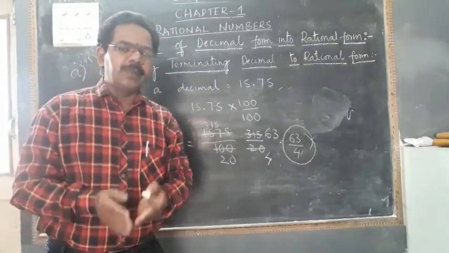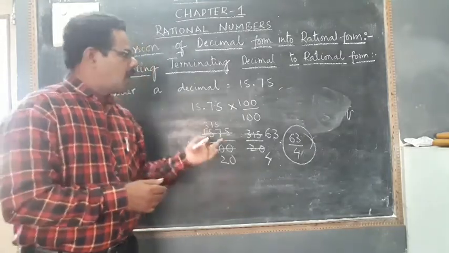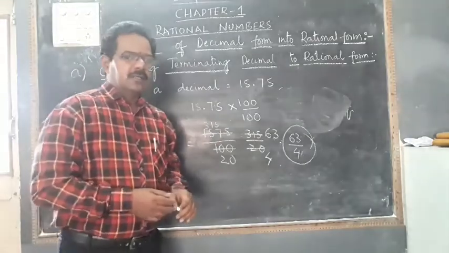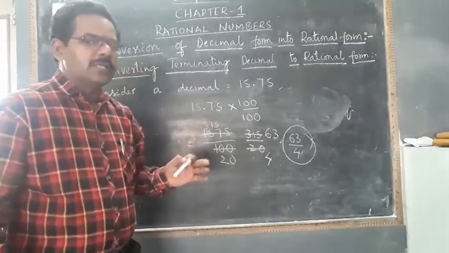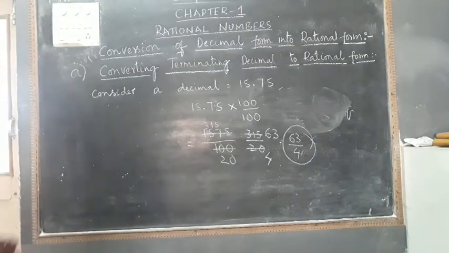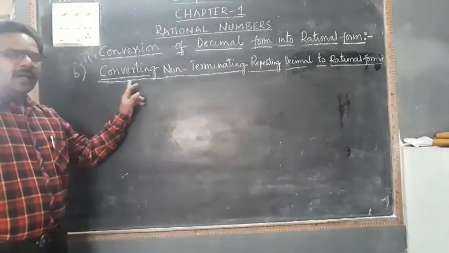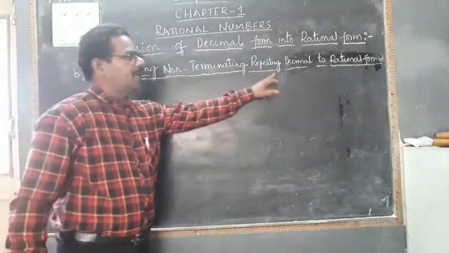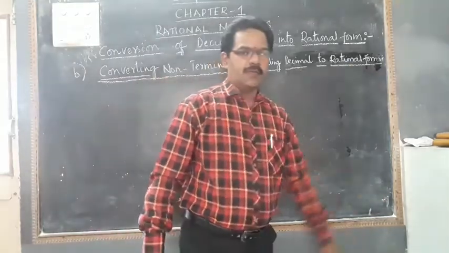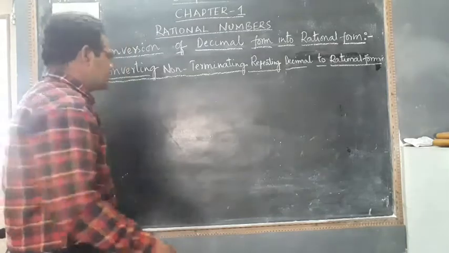Non-terminating repeating decimals are also called rational numbers. We can consider one more example. Please look at the board and solve it. The second one, B: converting a non-terminating repeating decimal to rational form. How to convert a non-terminating repeating decimal? We can consider an example.